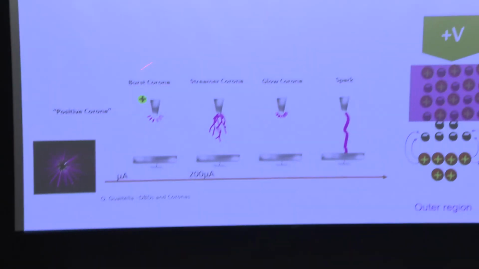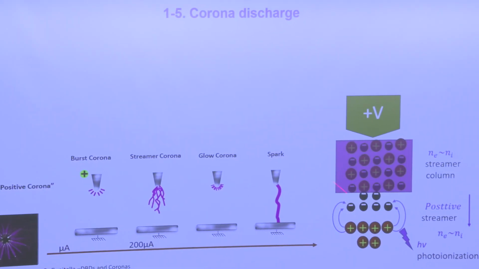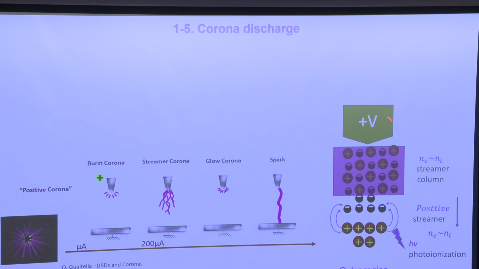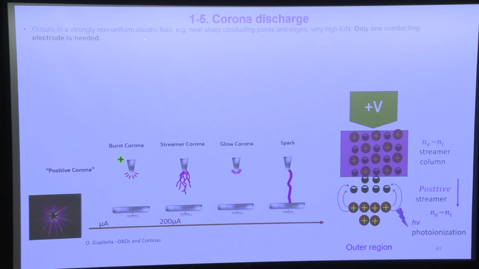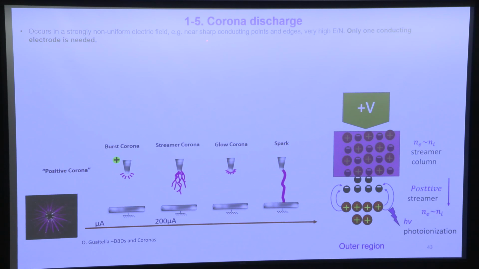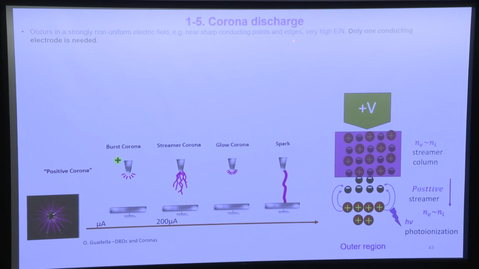So when you have a corona discharge, now say I have a sharp tip of metal. Corona discharge means a discharge that occurs in a non-uniform electric field near a sharp point or edge of a metal, typically, like this.